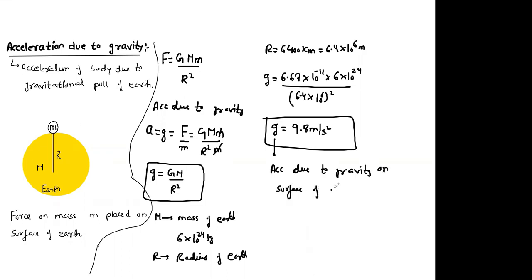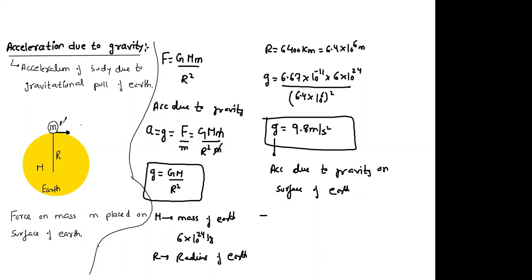On the surface of Earth, if you place a body, then the value of acceleration due to gravity at this point will be 9.8 meter per second square. There is one interesting characteristic of acceleration due to gravity. Capital M is the mass of Earth, capital R is the radius of Earth. It's independent of the mass and shape and size of the body.